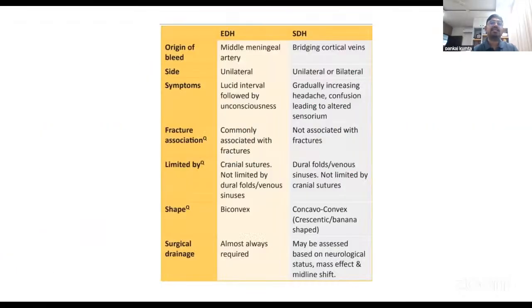So just looking at a quick summary, this is a classic question of the EDH versus the SDH. Origin of the bleed: in EDH it is the middle meningeal artery, while in SDH it is cortical veins. With the artery, the blood flow is much faster, and you will see that the patient has a complication much earlier. With cortical veins, it is a slower bleed. That's how you can remember: cortical veins for SDH is slower, while artery is faster in EDH.